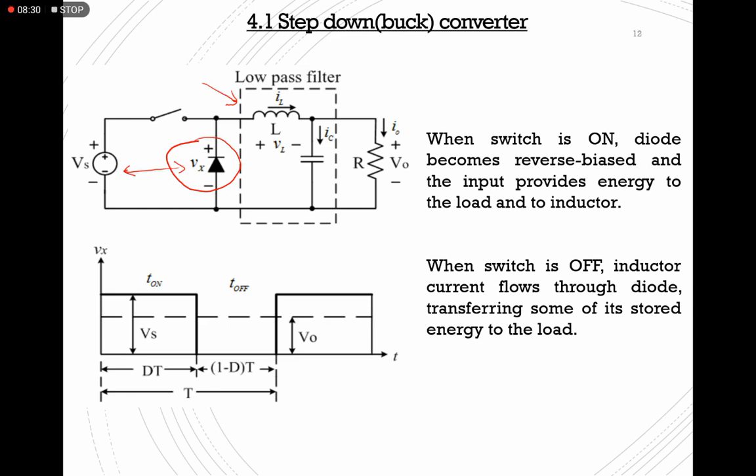And then you have your switch over here. For the selection of switch, you can have BJT, MOSFET, IGBT, GTO, it doesn't matter. And then you have the low pass filter over here in order to reduce the fluctuation that will occur at your output.